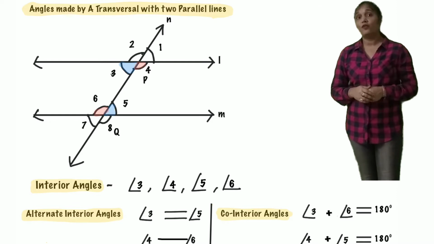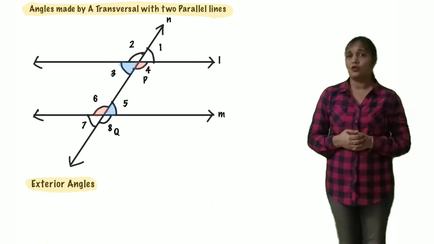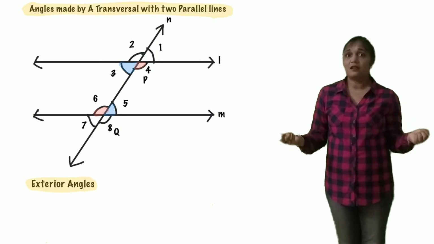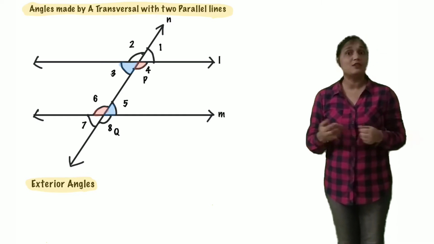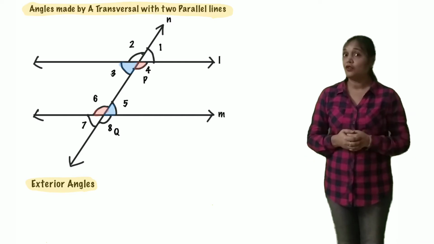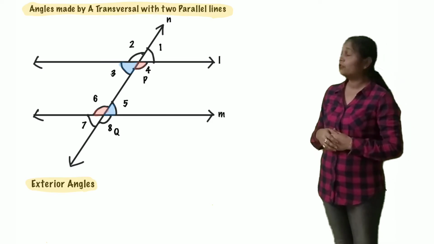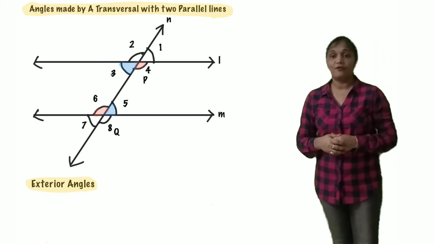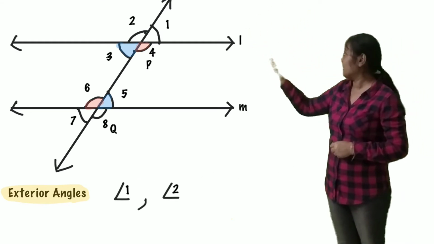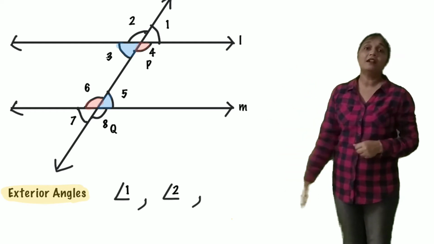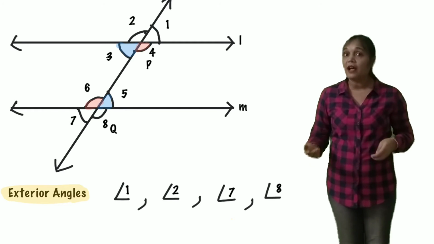Now, let's move on to our next type of angle, exterior angles. Okay, now the basic question is, what is an exterior angle? Here, in a simple way, we can say that exterior angles are those angles which are not between the parallel lines. So can you name the angles which are not between the parallel lines? Of course, we can see that angle 1, angle 2, angle 7 and angle 8 are not between the parallel lines. So these are exterior angles.